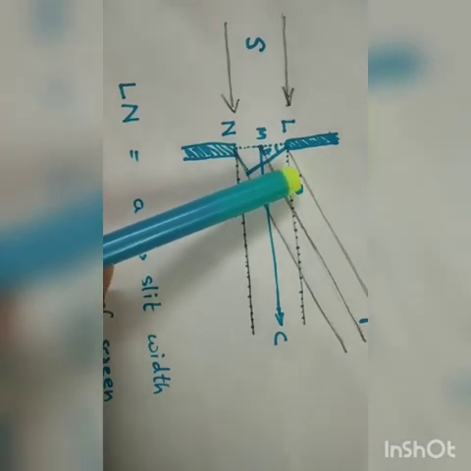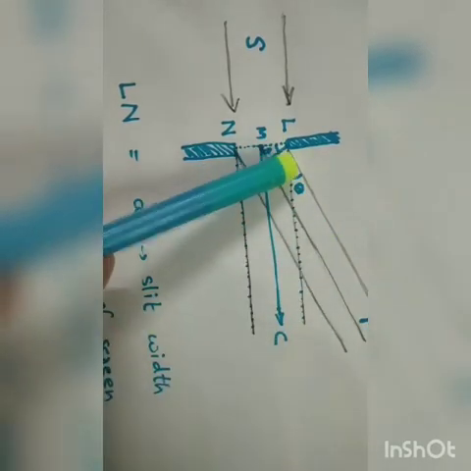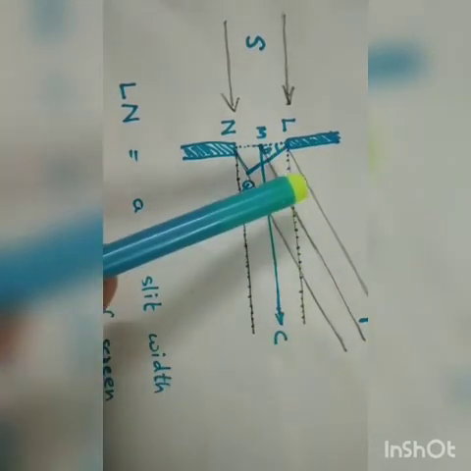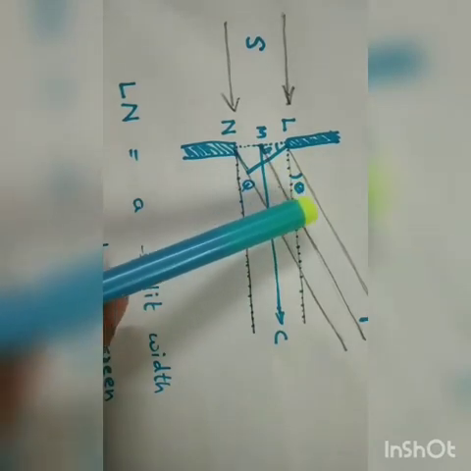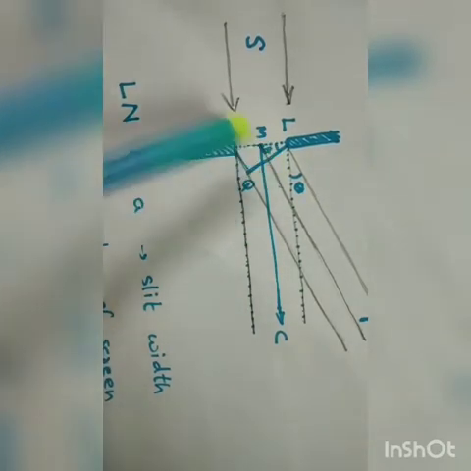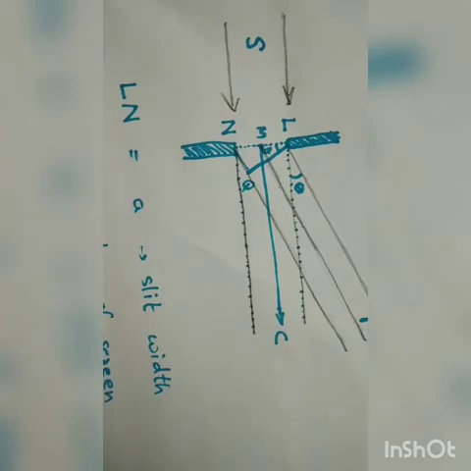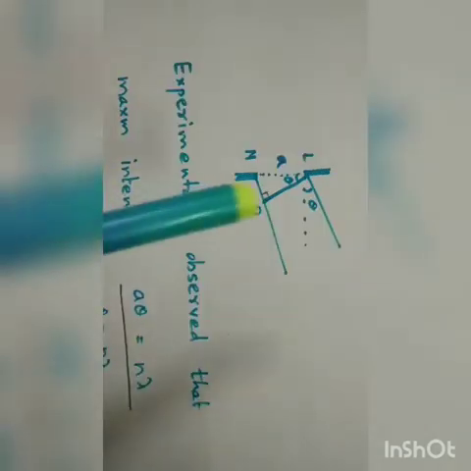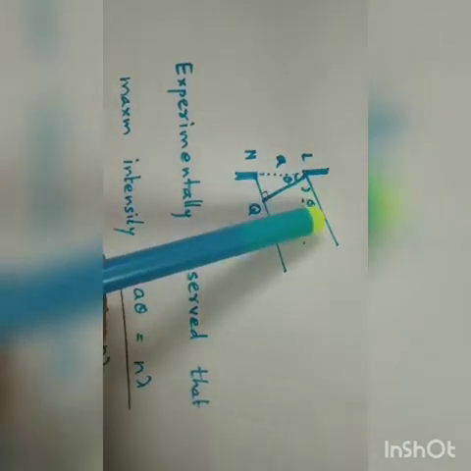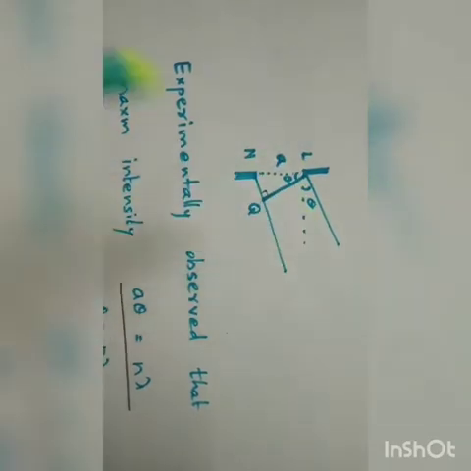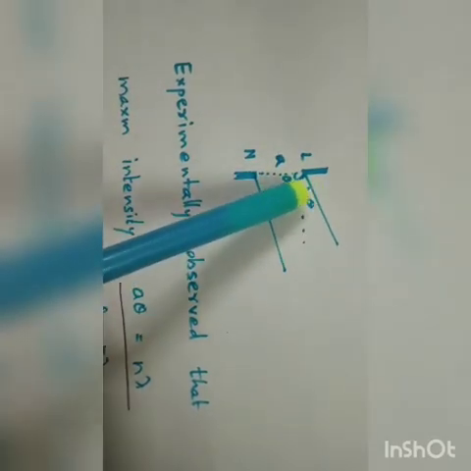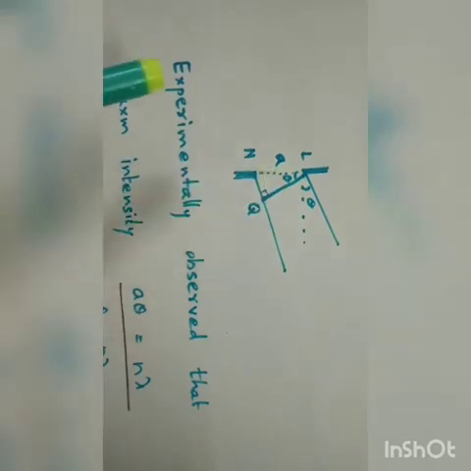Let this angle be theta. A ray is straight away ഉണ്ടാക്കുന്ന angle theta. If this angle is theta, this angle is also theta. Let us try to find out how. This angle is 90 degree. This angle is also 90 degree. That's why if this is theta, this is also theta.